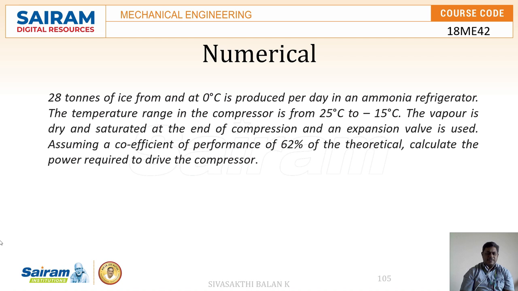The problem states like this: 28 tons of ice from and at 0 degrees centigrade is produced per day in an ammonia refrigerator. The temperature range in the compressor is from 25 degrees centigrade to minus 15 degrees centigrade. The vapor is dry and saturated at the end of the compression. They have clearly given the quality of the steam at the end of the compression process, and an expansion valve is used for the expansion process.